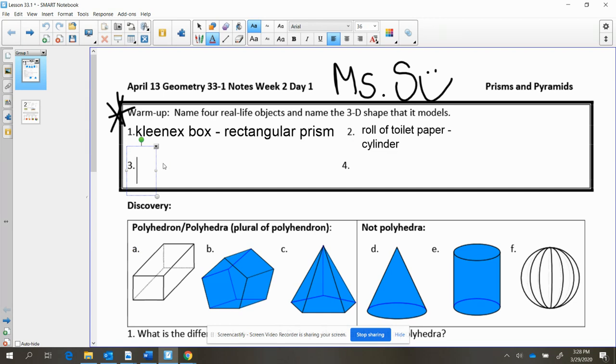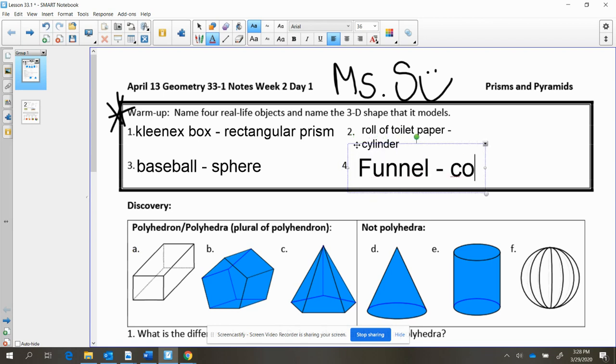Maybe you thought of a baseball or a sphere. That's another great example of a three-dimensional figure. And last but not least, maybe you thought of a funnel. That would be an example of a cone. Just a couple examples there, but obviously you're free to have others as well.